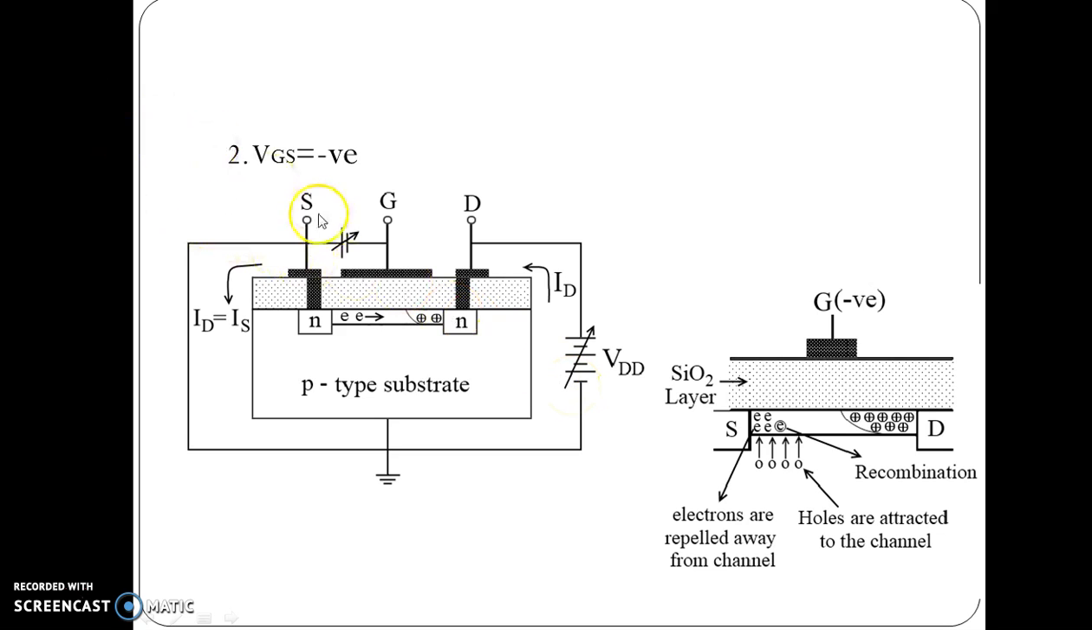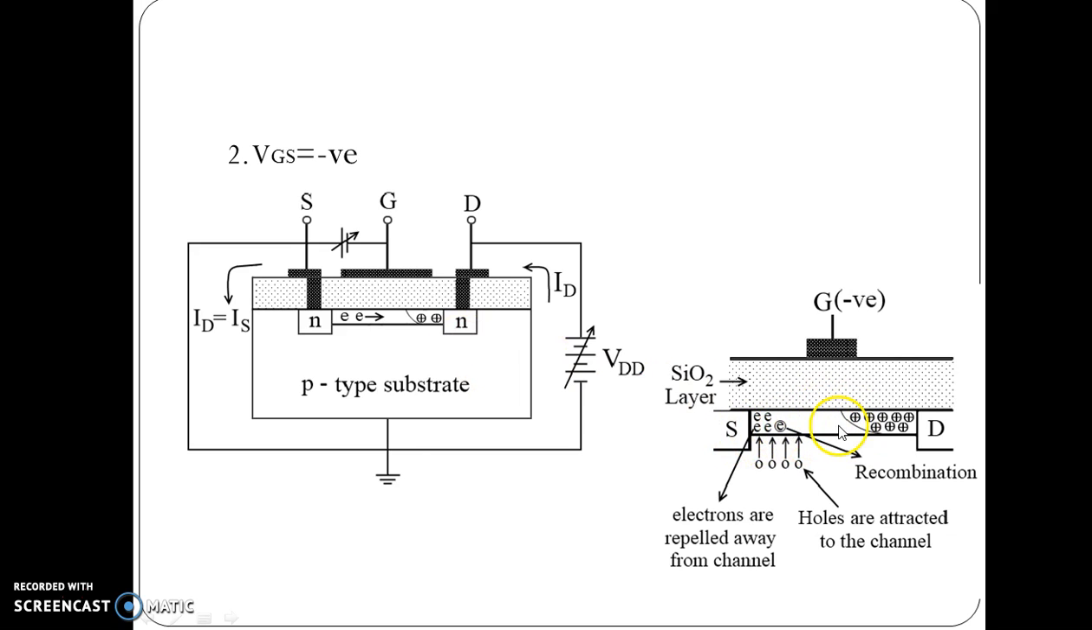When VGS is made negative, it attracts the positive charges in the channel and repels the negative electrons from the channel. So in this diagram we can observe the positive holes get attracted towards the gate terminal and electrons get repelled from the gate terminal. So when this happens, a recombination process of electrons and holes takes place near this channel.